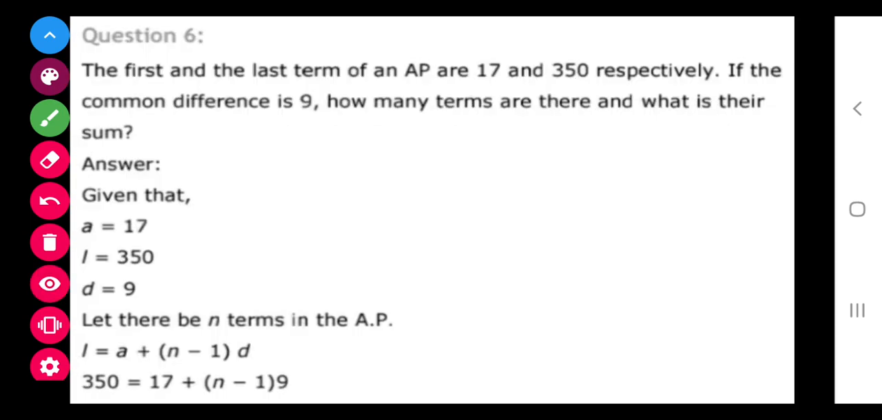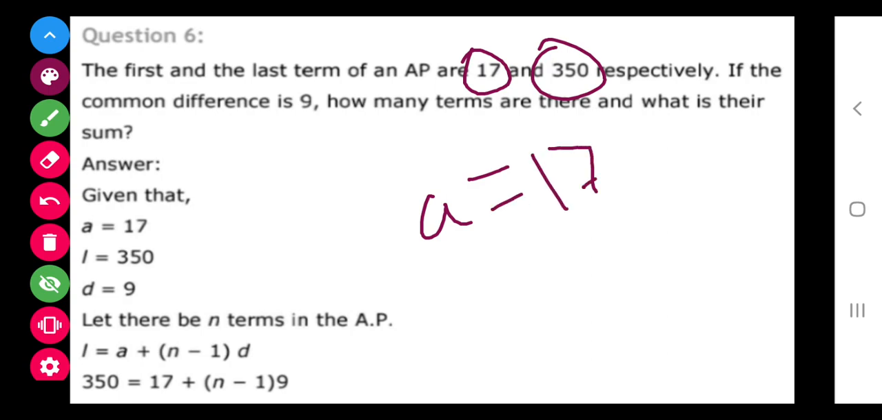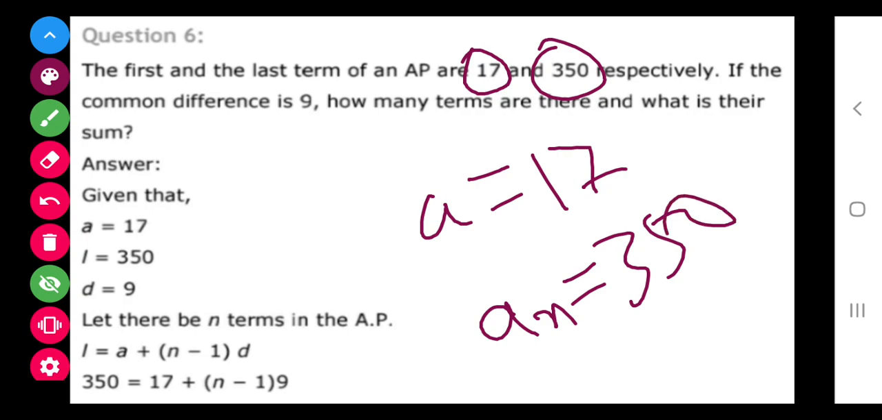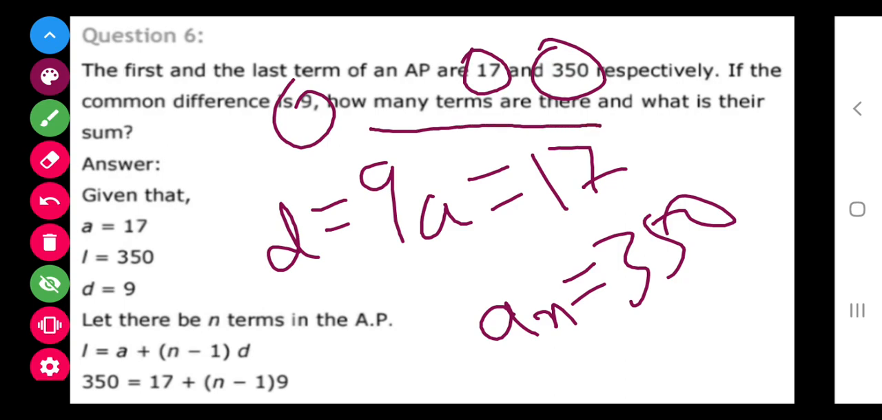Now your next question. In the next question, the first term is given, that's 17. The last term is given again, this is 17, and an is given as 350, and d is also given as equal to 9. So class, what we need to get? We need to get n, how many terms are there. We need to get their sum.